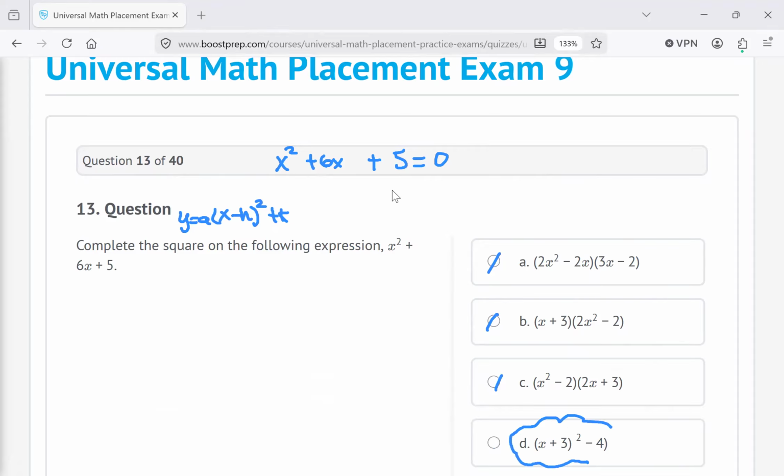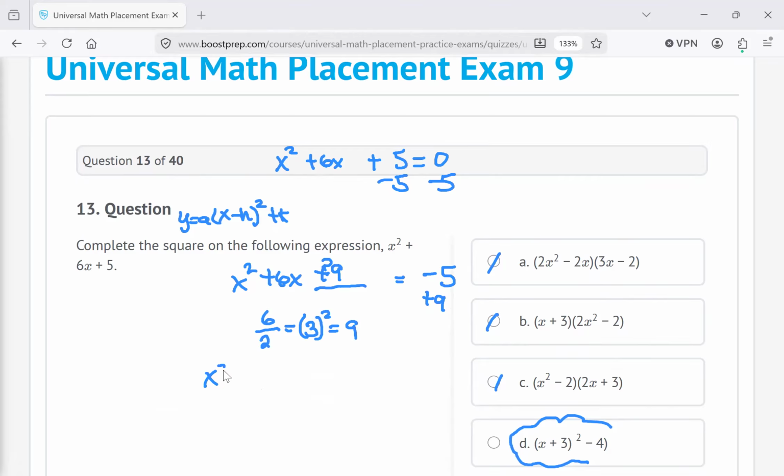I'll show you. First move the constant to the right, so you're going to subtract 5. You get x squared plus 6x, and then a blank space, and on the right, 0 plus negative 5 is negative 5. What do I put in this blank space? I just take half of your b. If your b is 6, half of that is 3, and then we square that, which is 9. So you add 9 here and add 9 there. You get x squared plus 6x plus 9, and then 9 minus 5 is 4.